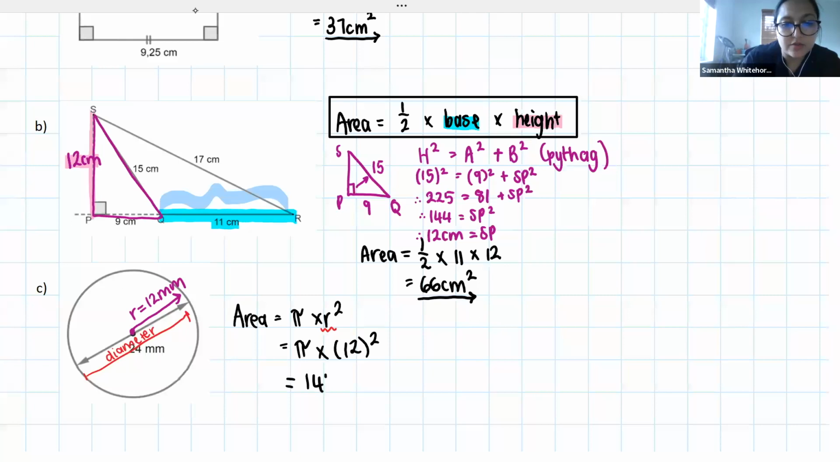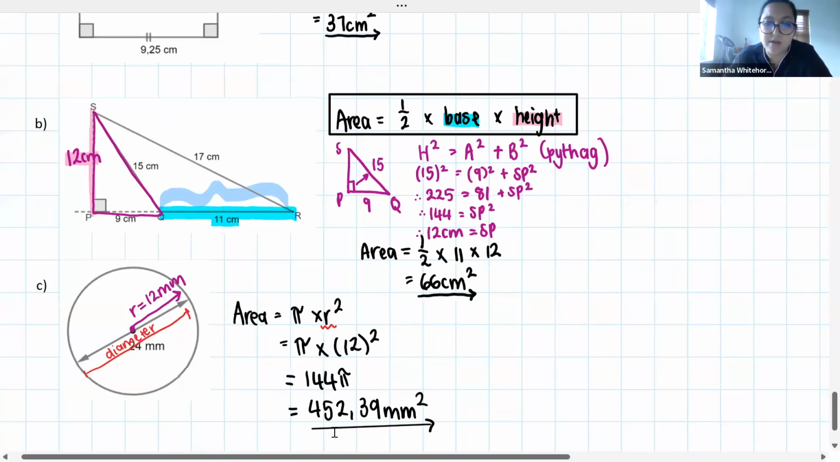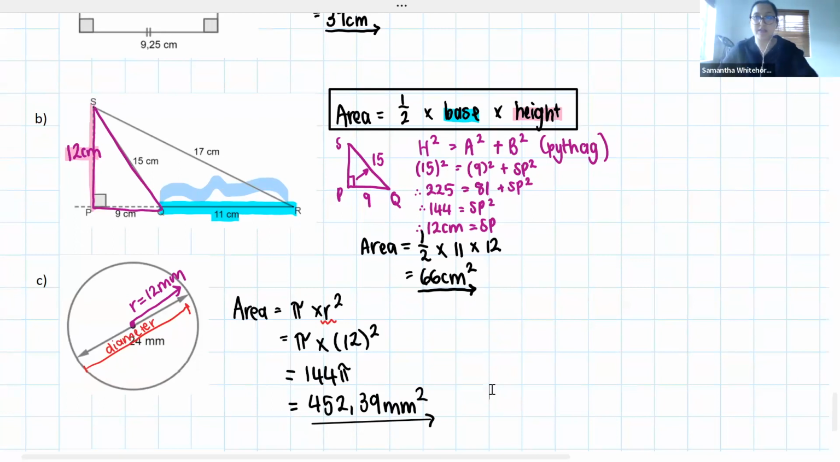Now remember, your calculator gives you that weird pi answer, so we push the SD button, and we get that our area is 452,39 millimeters squared. Please remember that we need to have the radius in order to work out the area. You cannot use the diameter. You have to have the radius. There is no choice. If you've been given the diameter, you first have to divide it by 2 so that you get the radius, and then you can go and do your calculation.